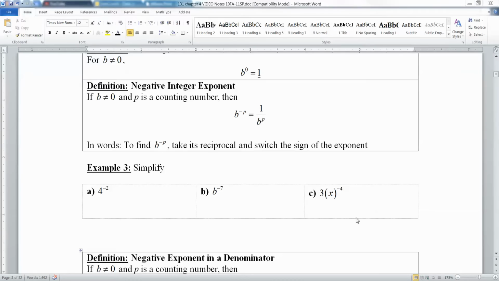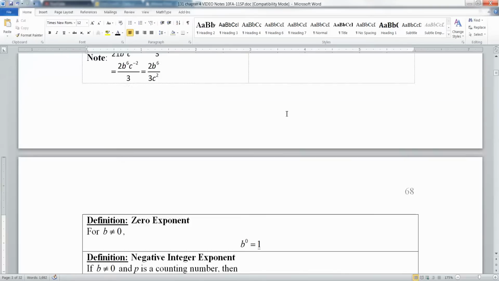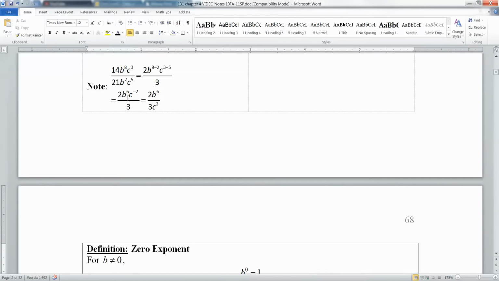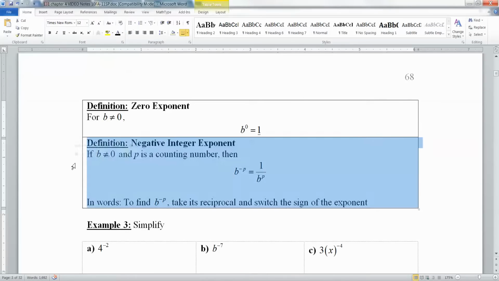So now what about a negative integer? And again, I just prepped you for this a little bit. You saw what happened. I took that c to the negative 2 and I popped it down to the denominator and lost the negative exponent. And that's the definition of what to do with a negative integer exponent.